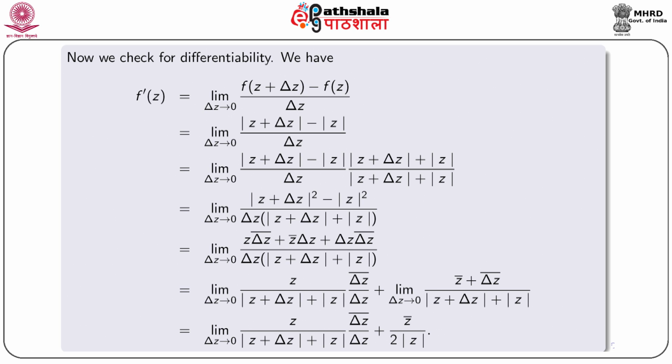which is equal to limit del z tending to 0 of (z into conjugate del z plus z conjugate into del z plus del z into conjugate of del z) by del z into (modulus z plus del z plus modulus z), and this is equal to limit del z tending to 0 of z by (modulus z plus del z plus mod z) into conjugate del z by del z plus limit del z tending to 0 of (conjugate z plus conjugate del z) by (modulus z plus del z plus modulus z), and which is equal to limit del z tending to 0 of z by (modulus z plus del z plus mod z) into conjugate del z by del z plus conjugate z by twice mod z.